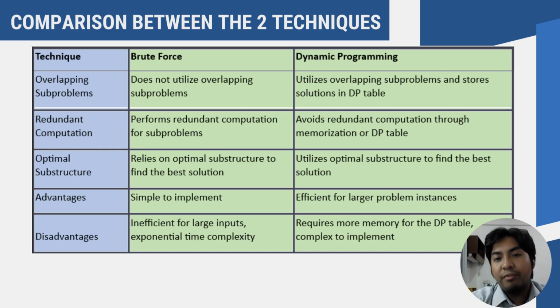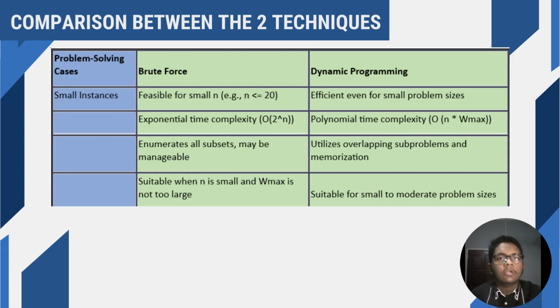The advantage of brute force is that it is simple to implement, and dynamic programming is efficient for larger problem instances. But the disadvantages for brute force are that it is inefficient for large inputs, with exponential time complexity. For dynamic programming, the disadvantages are that it requires more memory for the DP table, and it is complex to implement. I will continue for the comparison.